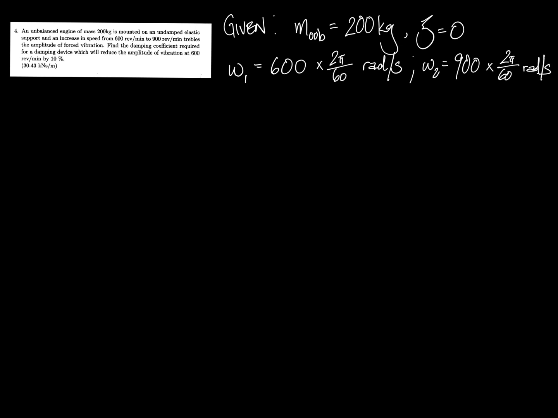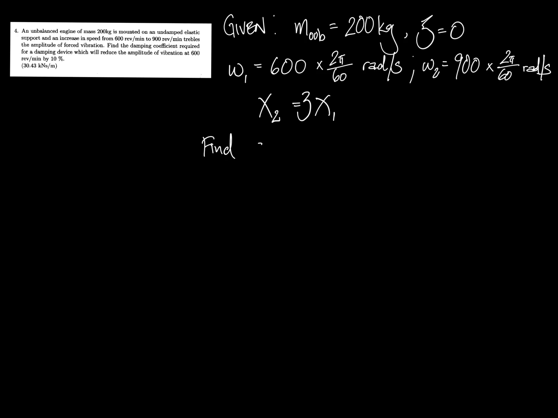Right, so when we increase from omega 1 to omega 2, the amplitude trebles. So how do we represent that? We have x2, which is the amplitude for omega 2, and we have x1. So if we increase omega 1 to omega 2, the amplitude x2 will be 3 times x1. So we have 3 over here, right?